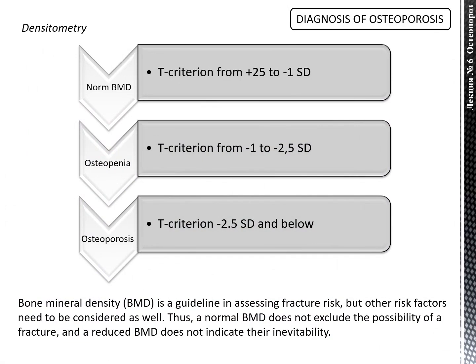At the output of densitometry, we get an indicator called the T-score. Normally, the T-score of bone mineral density is from +2.5 to -1 SD. This is a standard deviation, that is, the unit measuring bone mineral density. With a further decrease in the T-score from -1 to -2.5, it is customary to talk about a predisposition to osteoporosis, a borderline condition called osteopenia, and with a decrease in the score to less than -2.5 SD, we are clearly talking about a violation of mineral density, about osteoporosis.